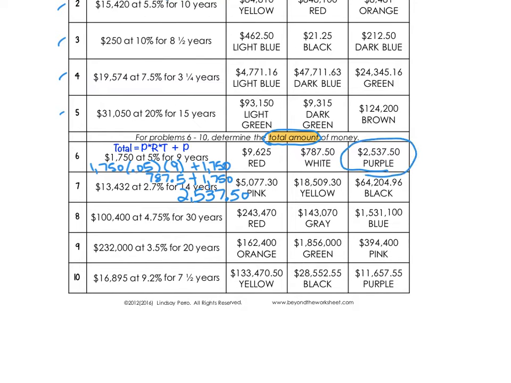So $2,537.50. All right, so now, since that's my answer, I would go onto my coloring worksheet, and anywhere I see a number 6, I would color that part purple. All right, guys, so you're going to do the remaining problems on your own.